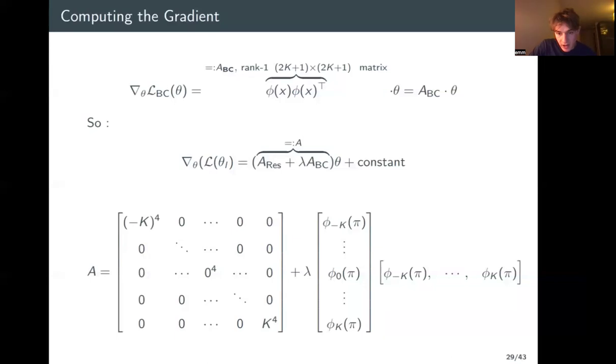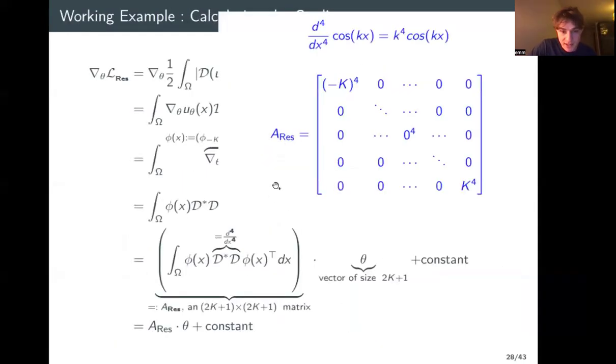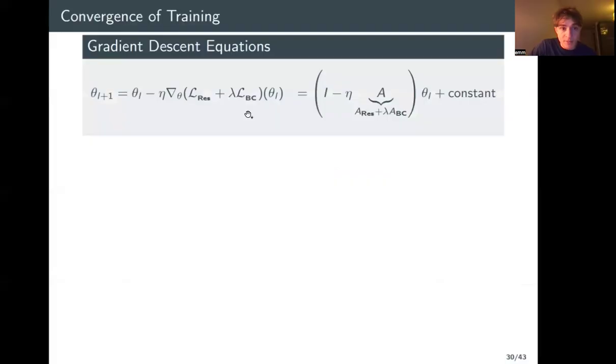And now once we have this matrix, we have this linear form. And so our updates essentially are gradient descent equations. We can express them exactly in this particular setting. They're going to look like this. So here, I'm just rewriting everything, putting things back into the gradient descent equation, and this is what we have.